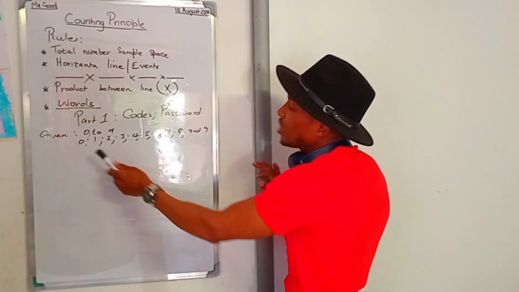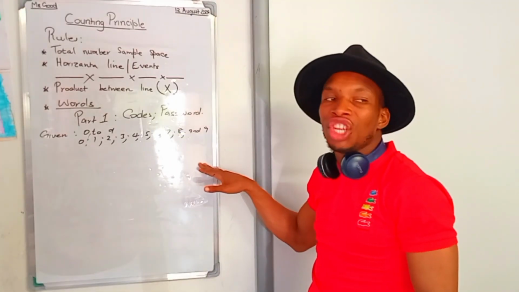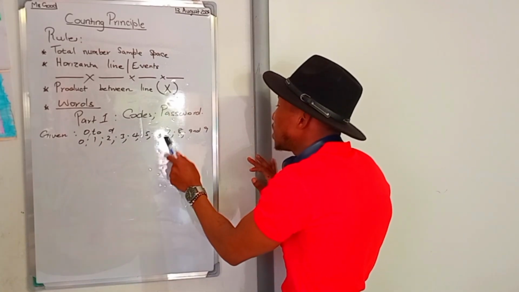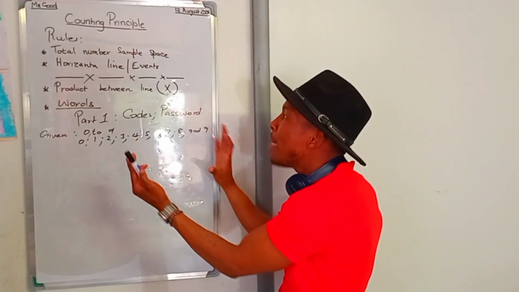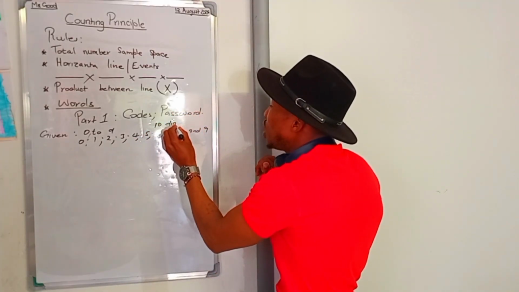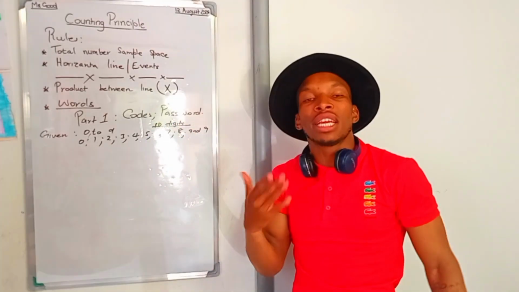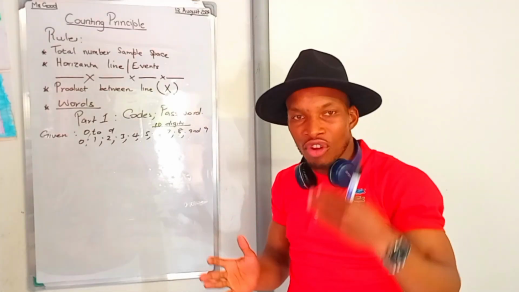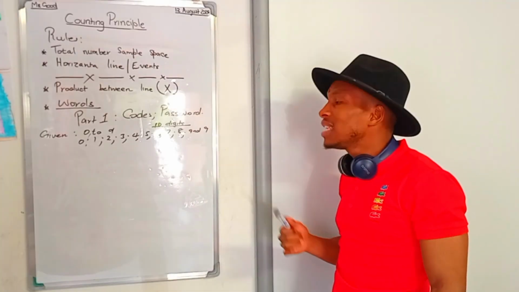Then what is going to happen here? In part 1, we are going to look at the code. The codes are created by looking at the digits. The digits are 0, 1, 2, 3, 4, 5, 6, 7, 8, and 9. Note that the total number of digits in the sample space is 10 as a whole. It's very important. This 10 indicates the total sample space of digits that we are going to choose randomly.